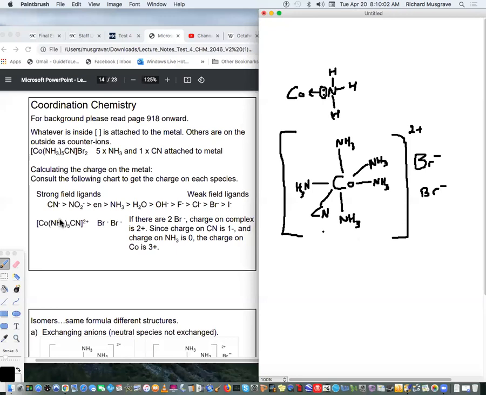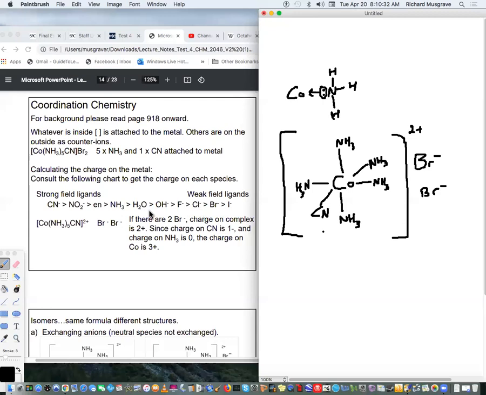In each of these cases, I can tell you what they bond through. The CN minus bonds through the C, the NO2 bonds through the N. EN we haven't talked about yet, but it bonds through the nitrogens, and you'll see what that is in a bit. The NH3 bonds through the N, the H2O bonds through the O, the OH minus bonds through the O, and these just bond by themselves. But that doesn't really make a difference for us to know? It kind of does if you're going to draw them, yeah.